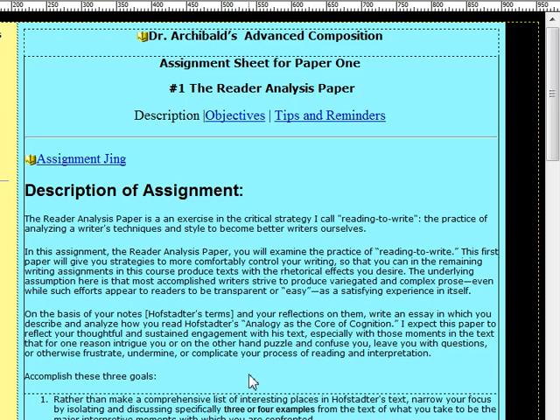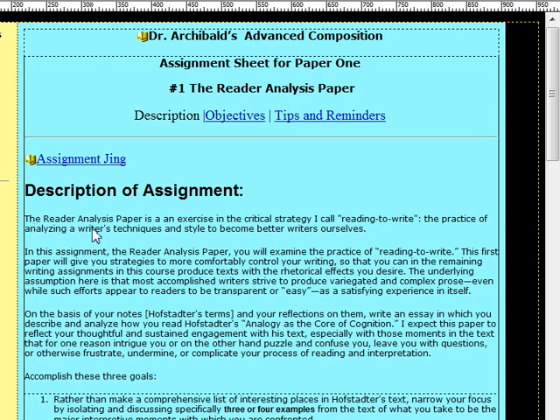Welcome to the assignment jing for the first paper, the reader analysis paper. I'm going to do one of these jings for each one of the papers, and it's basically me talking about the assignment and giving you some high points. So let's start here at the beginning.